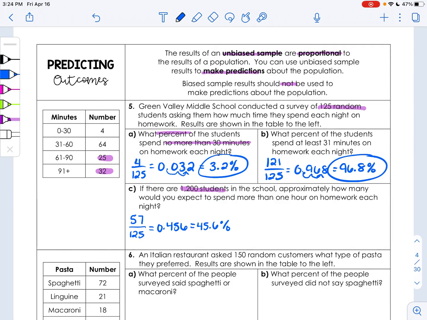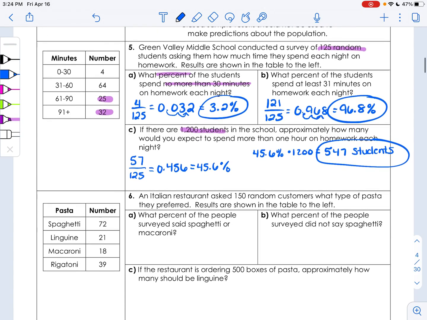Then we want to know what that is out of 1,200 students. So we're going to multiply 45.6% times 1,200. And that would give us the 547 students. So we took our sample, we found that percentage, and then applied it to the whole population. And we could do that because it was an unbiased survey.